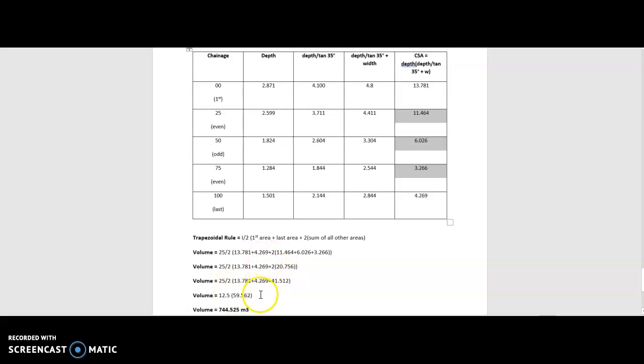by all the figures that were in the brackets, and that gives us 744.525 meters cubed. So it's a very similar result. There's next to nothing in the actual volume itself, but it's just a different way of checking those answers using what is called the trapezoidal rule.